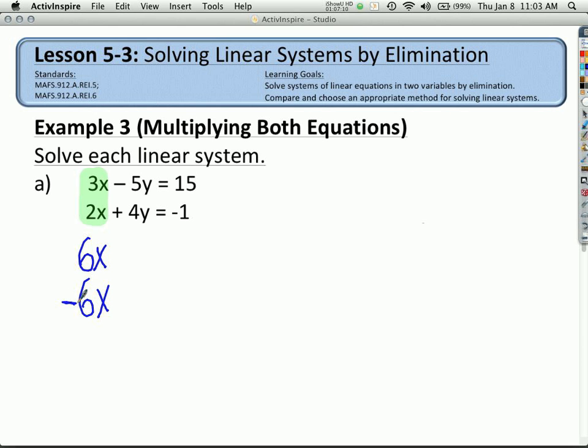So now, what do I have to do to the first equation to get this to turn into this? Good, we got a lot of people catching on. Go ahead, Natalie. I love the way you said that. Multiply everything by 2, and that will get us the 6 and then the rest. So let's go ahead and do that. Negative 10y equals 30.